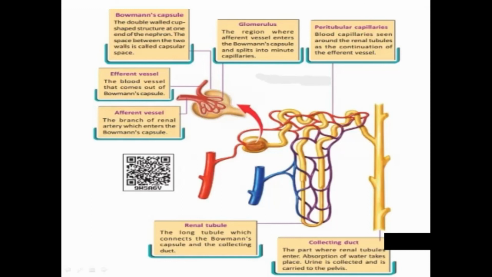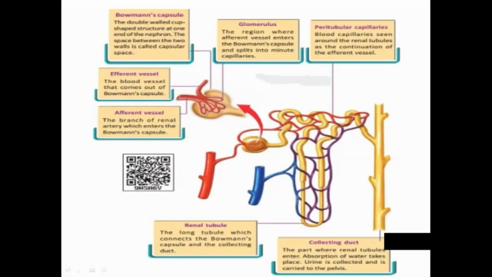The renal tubule, you can see in the picture, is the long tube which connects the Bowman's capsule and the collecting duct. So the Bowman's capsule is connected to the collecting duct with the help of the renal tubule.